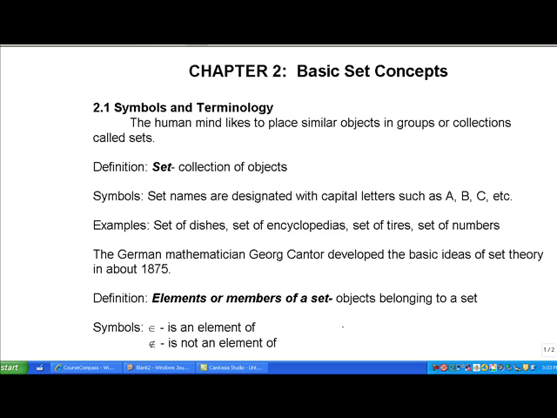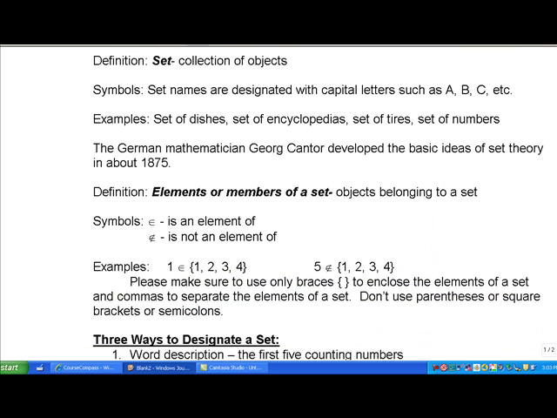Much of what we're studying in this particular chapter was developed by the German mathematician Georg Cantor, and he lived in the mid to late 1800s. So we're looking at the ideas that he has come up with.